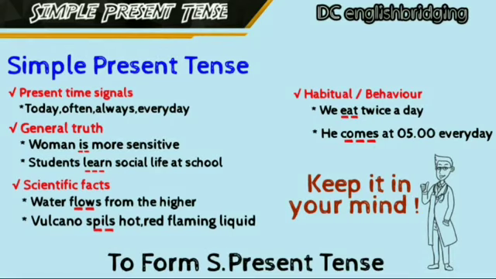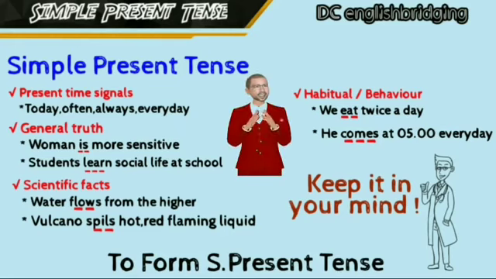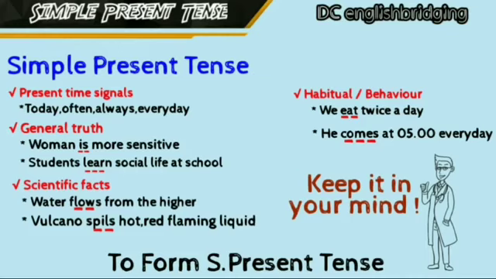Now, untuk kalian yang berbahasa Indonesia, simple present tense itu sering digunakan dalam 4 kondisi ya. Bukan hanya sekedar kalau ada keterangan waktu seperti yang pertama ini, ada today, often, always, everyday, dan lain-lain. Itu adalah ciri khas time signal atau keterangan waktu untuk simple present tense. Namun, simple present tense juga digunakan pada kebenaran umum. Ya, contohnya perempuan itu lebih sensitif, itu kan memang kebenaran umum. Jadi tidak boleh diungkapkan dalam keadaan past tense atau yang lainnya. So, itu harus simple present tense.